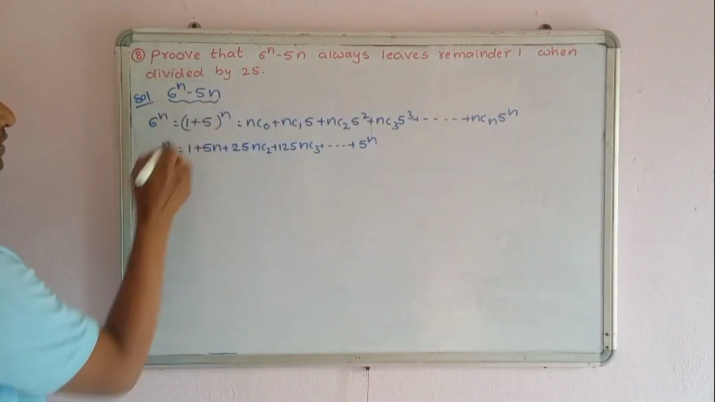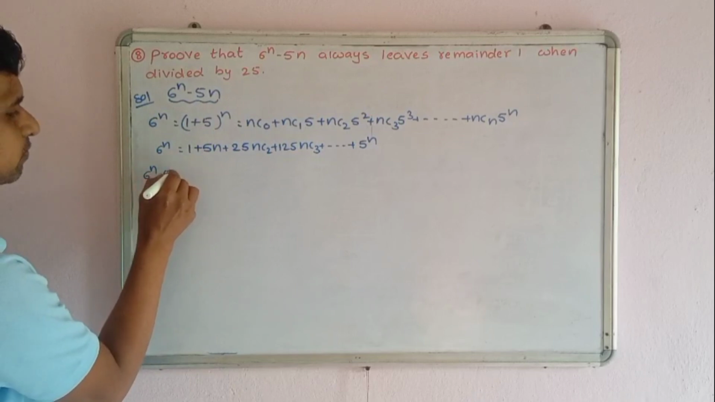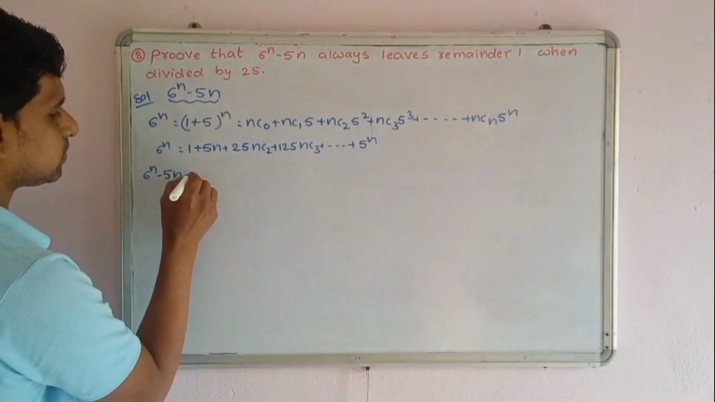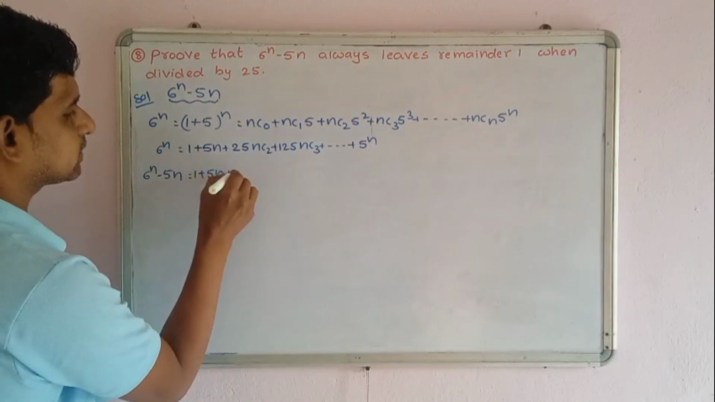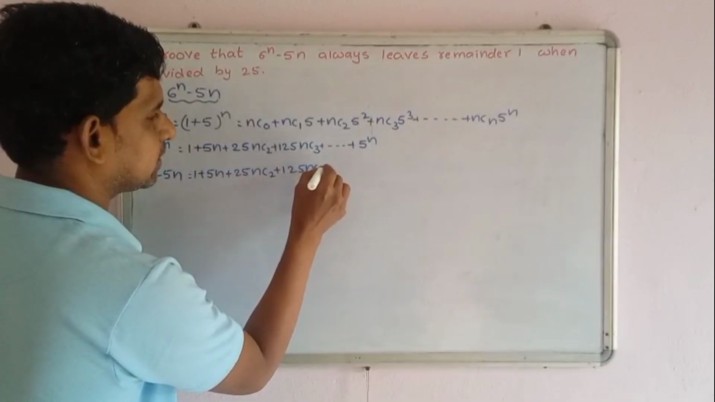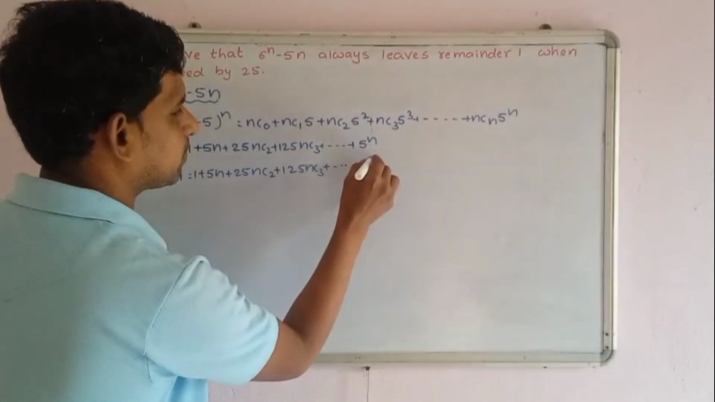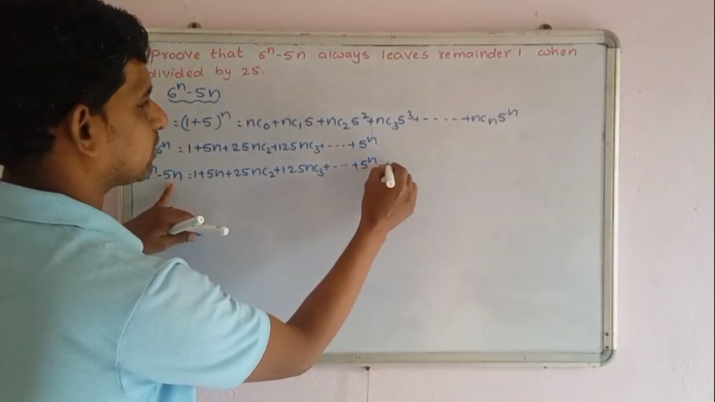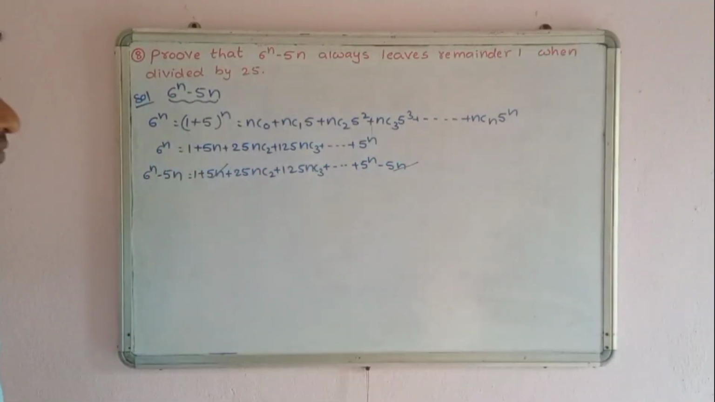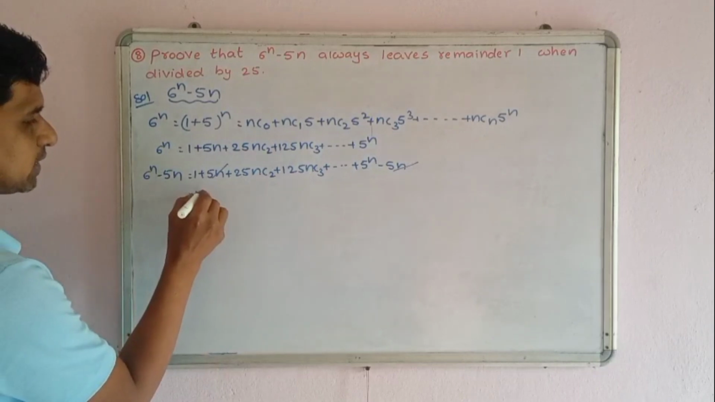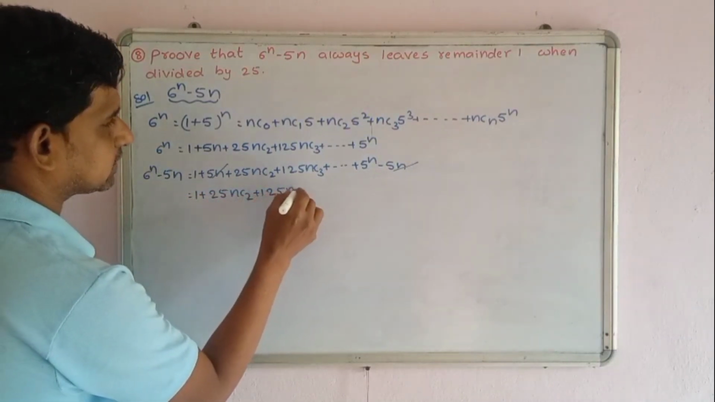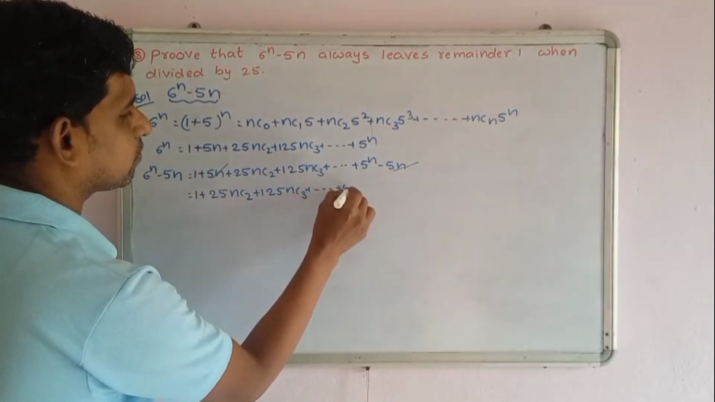Now 6 power n minus 5n. Add minus 5n on both sides, that equals 1 plus 5n plus 25 nC2 plus 125 nC3 plus so on, 5 power n. Add minus 5n on both sides, so here 5n and minus 5n get cancelled.